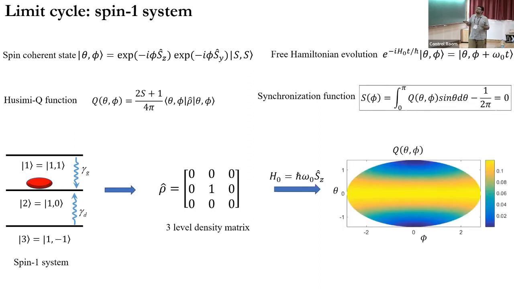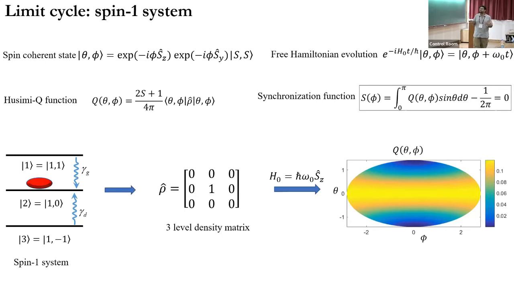So now the corresponding density matrix will have only the middle diagonal element, and if we plot this density matrix in phase space, we'll see that we have a limit cycle. Here we are plotting the Q function, called the Husimi Q function. This is basically the projection of the density matrix in the spin coherent state basis, where the spin coherent state is defined like this, and theta and phi are the parameters of the spin coherent state. Here we can see that there is no localization of the distribution along the phi axis in the Husimi Q function, and this is actually a quantum limit cycle.